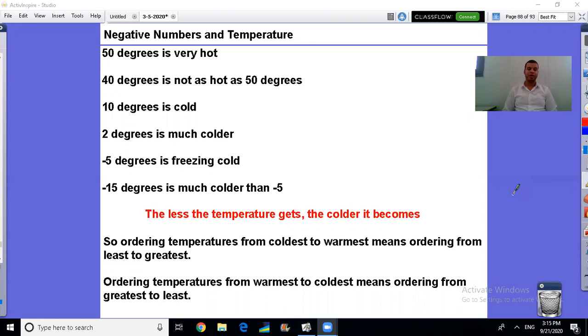In today's lesson, we're going to discuss negative numbers and temperatures. So the first thing that we need to understand is how temperatures work. What is the meaning of this number? Does it mean hot? Does it mean cold?